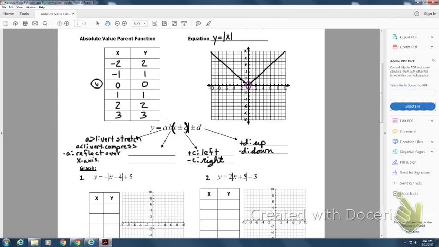The B value, again, we won't see a lot of the B value, but it's inside, so it's going to affect the X. It's going to be horizontal. And this one is going to, if B is greater than 1, horizontally compress. And if B is less than 1, it is going to horizontally stretch.